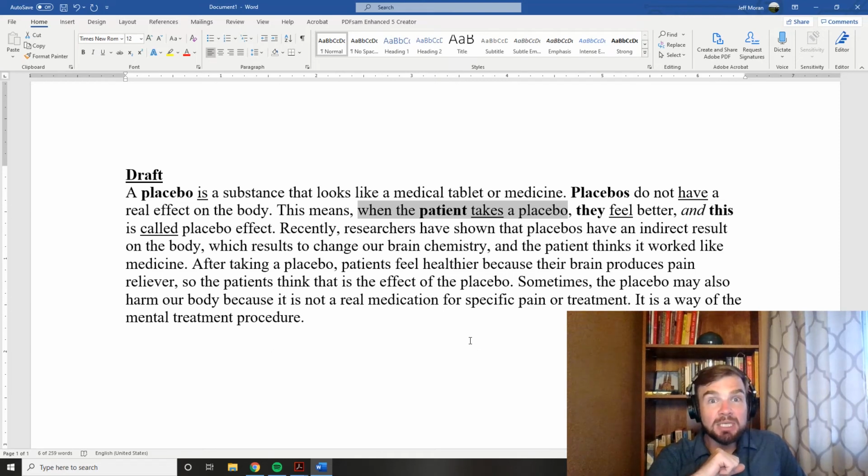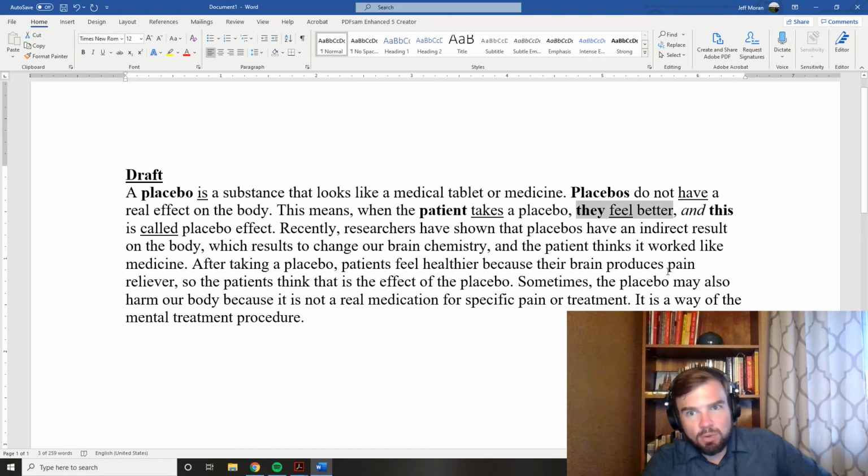This is a dependent clause, right? And we have a dependent clause at the beginning of a sentence. And just like we talked about for grammar and punctuation, we have a comma. So when the patient takes a placebo, they feel better. They feel better is a clause.